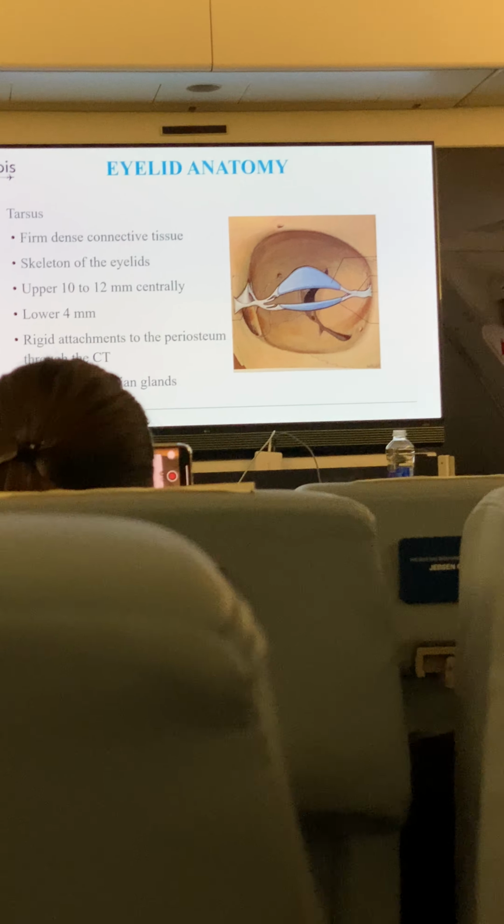In the lower eyelid, the tarsus is shorter, 4 millimeters, and in an Asian eyelid, it may be about 2 millimeters.